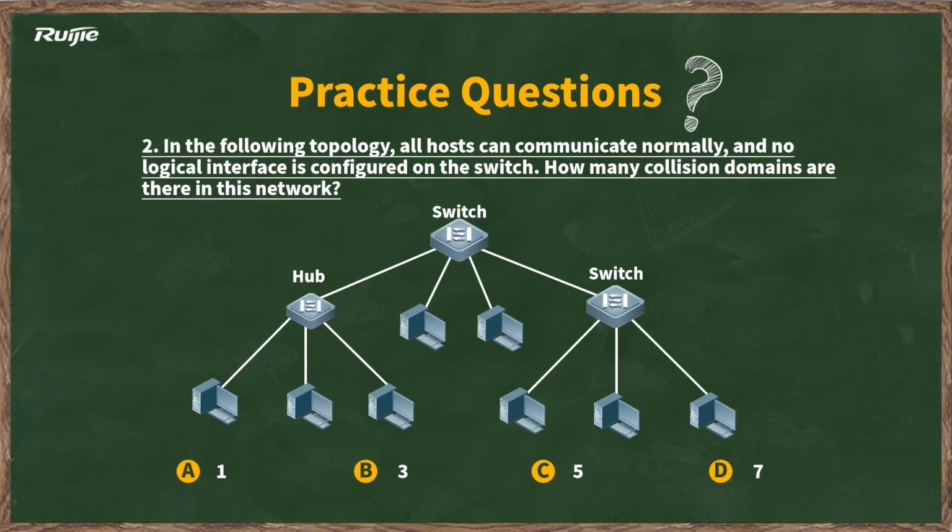Pay attention. If we use a hub to connect with each other, they belong to the same collision domain, right? But if we use a switch to connect with each other, one switch port is one collision domain. Different ports can communicate with each other at the same time. So this is the principle and the difference between the hub and the switch. So what's the answer to this question? I hope you can do the practice and follow the next video. I will show you the correct answer.